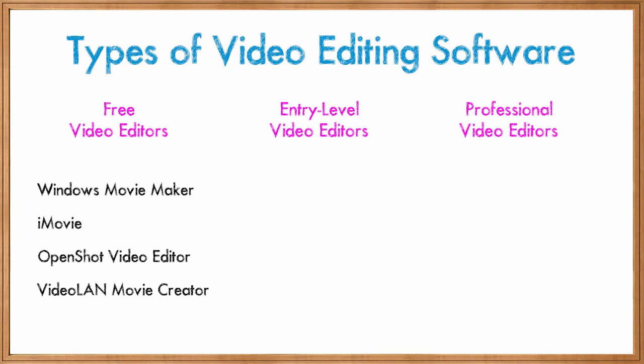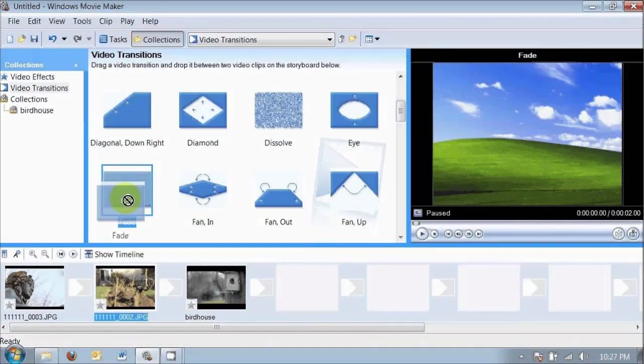So here's a list of some free video editors. We have Windows Movie Maker, iMovie, OpenShot, and Videoland Movie Creator. So let's talk about each of these very briefly. The first one is Windows Movie Maker. Now this is what the majority of beginners start out on. It's really big because it comes bundled for free with Microsoft Windows and was initially released way back in September of 2000. So it's been around for a long time.